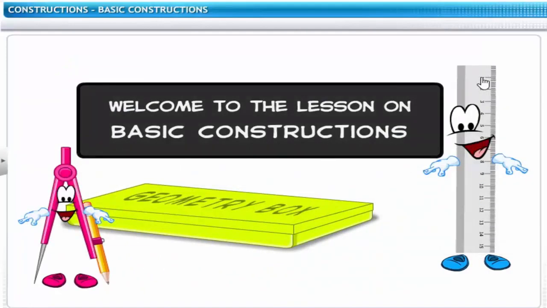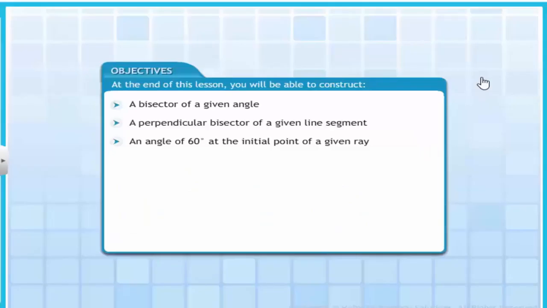Welcome to the lesson on basic constructions. At the end of this lesson, you will be able to construct a bisector of a given angle, a perpendicular bisector of a given line segment, and an angle of 60 degrees at the initial point of a given ray.